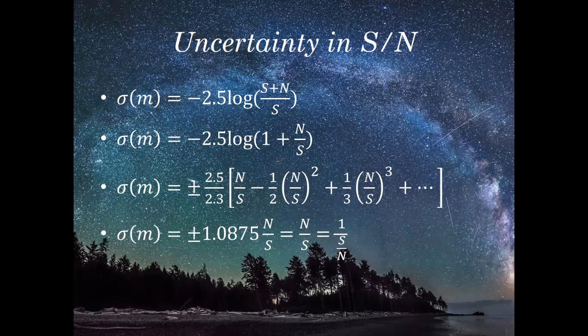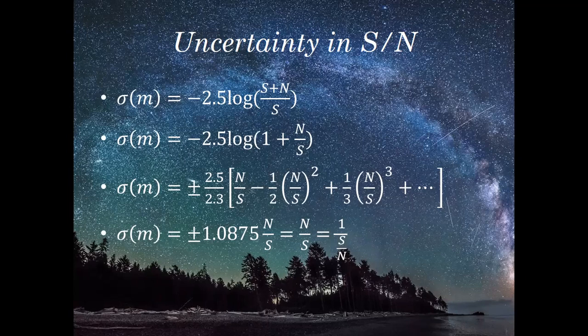So how to calculate that? The uncertainty or the error in calculation of the S by N can be given as minus 2.5 times log of signal plus noise divided by signal. Now this can be simplified in the second step: the error that is generated is equal to minus 2.5 times log of 1 plus N by S. Right? If you just separate the fraction, you'll get 1 plus N by S.